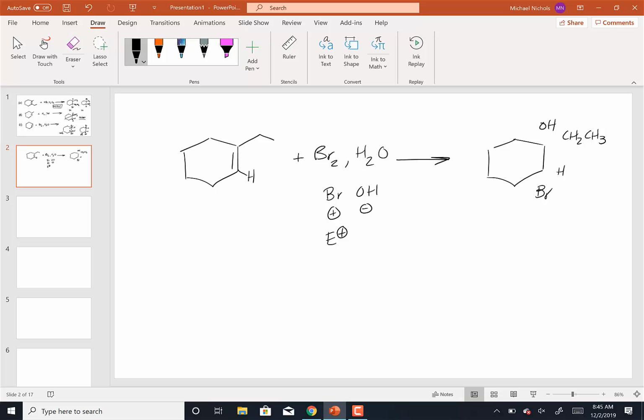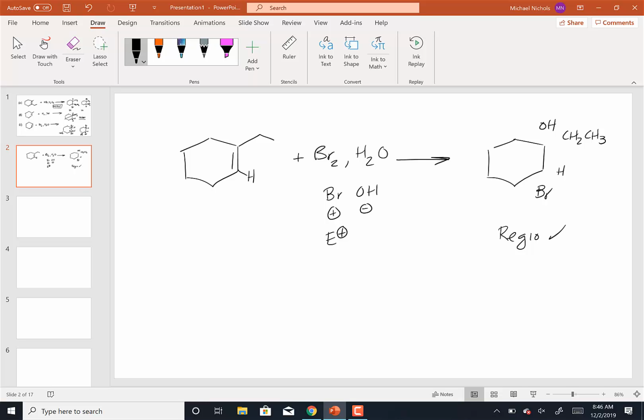And so, do I make two different products when I add the Br and the OH two different ways? Yes. Am I selecting one? Yes. So this one would be regioselective.